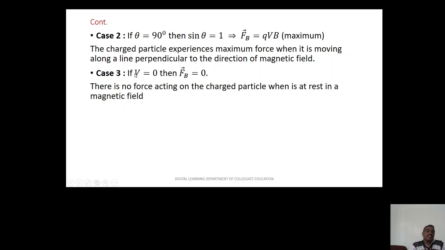The next condition: if v is equal to 0, then F_B is equal to 0. There is no force acting on a charged particle when it is at rest in a magnetic field. That's the meaning of this condition.